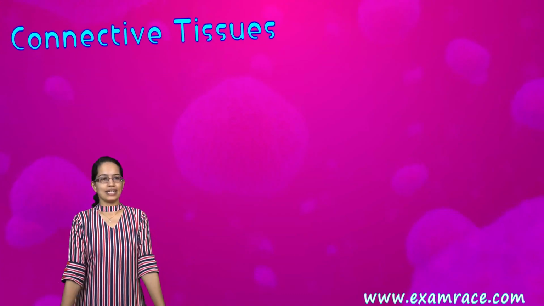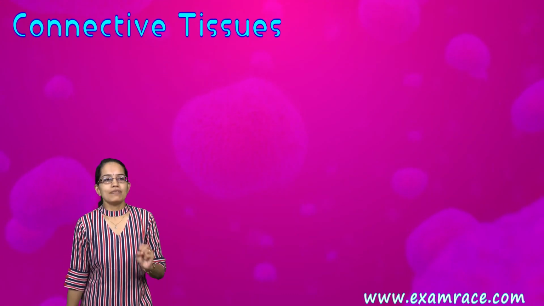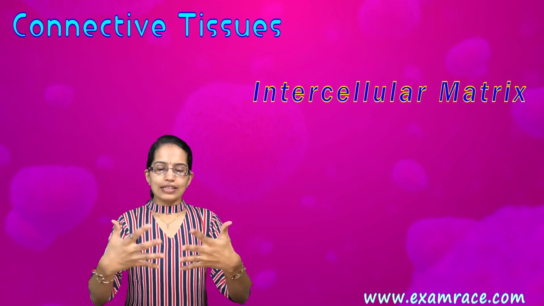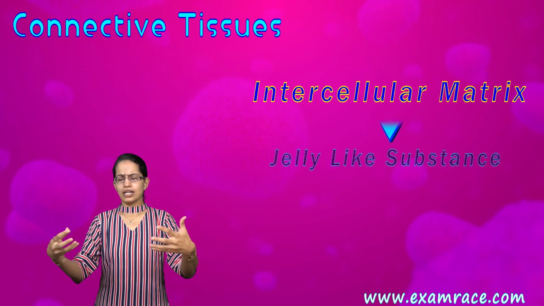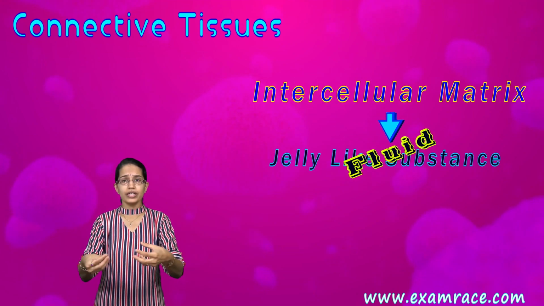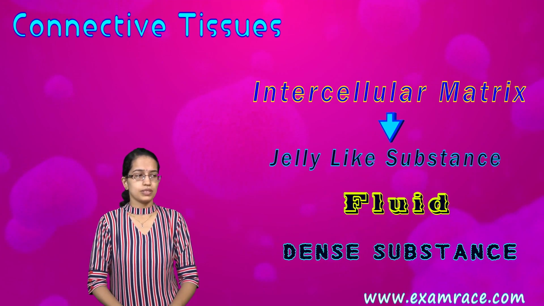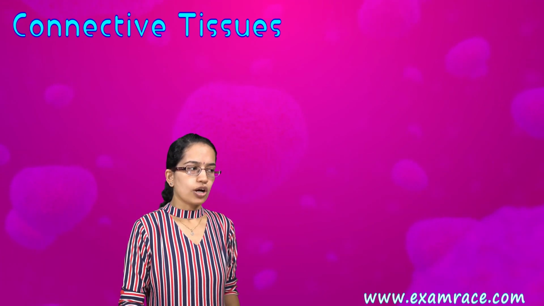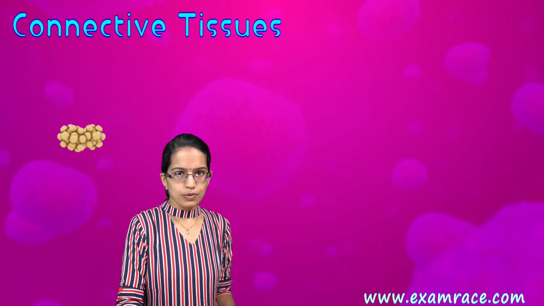The next is the connective tissues. Now, when we talk about connective tissues, you have an intercellular matrix, and this matrix is filled by a kind of jelly-like substance, a fluid, or a kind of dense substance that could be seen. There are 5 kinds of connective tissues that we talk about. The first is the adipose tissues.